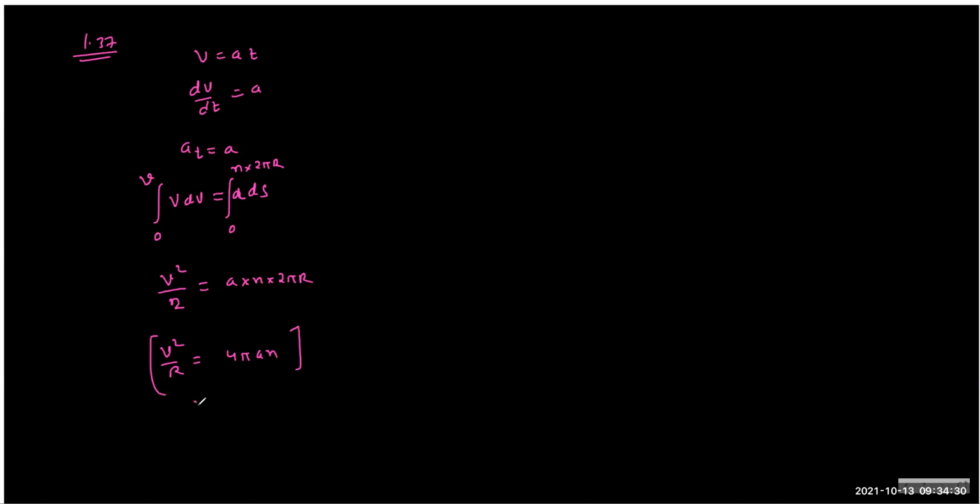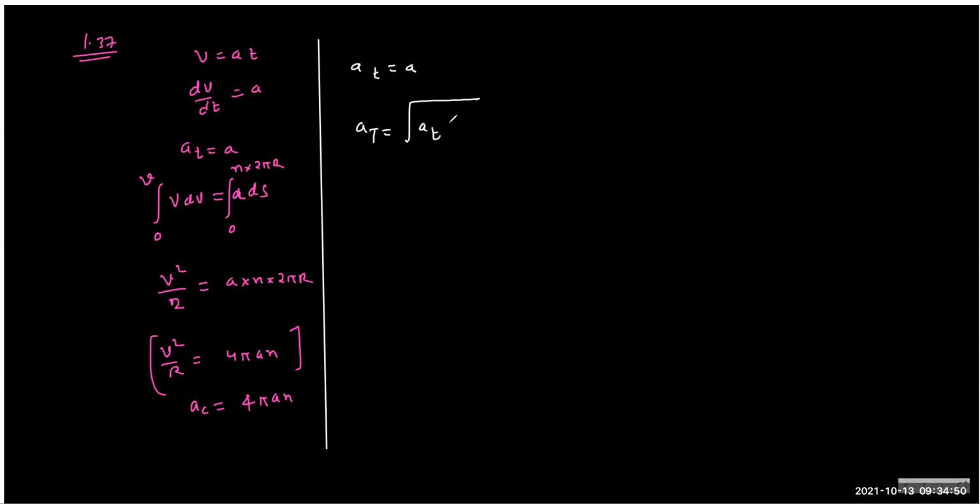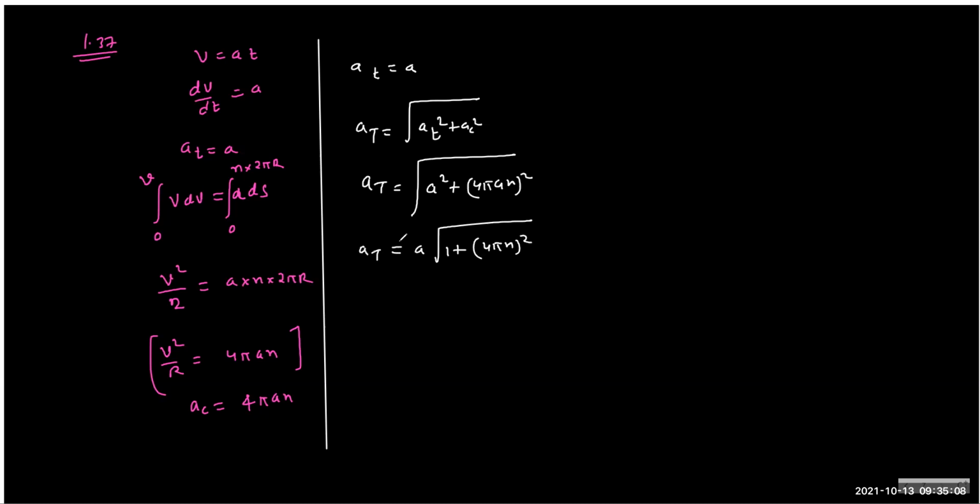This directly gives the centripetal acceleration, which is 4 pi a n, and the tangential is already known to us. AT is A only. Therefore, the total acceleration will be the square root of AT square plus AC square. AT becomes A square plus AC square, you can take A outside and it becomes 1 plus 4, that is 5. So this is how you can get this answer easily.